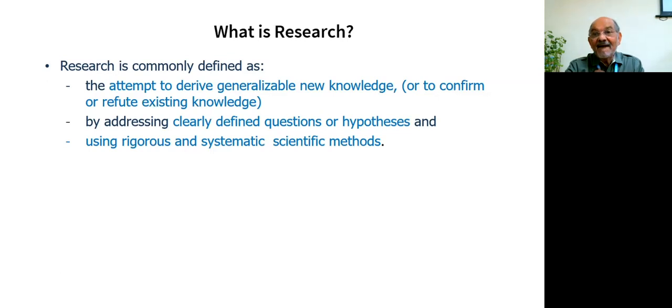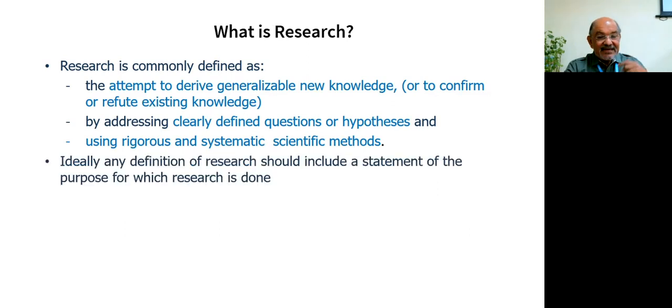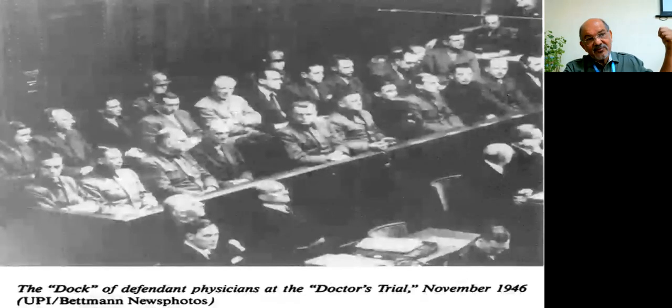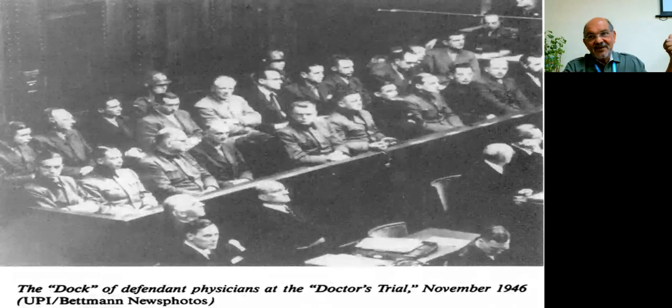Something. It may not be accurate. I mean, it's generalizable, but may not be correct. To confirm or refute. I mean, implicit in that is that you're confirming something or you're saying it does not exist. What I find is a problem is that it doesn't tell you why you are doing research. Because if you don't define the purposes of why you're doing research, you'll end up with this. What is this? The dock of doctors on trial at Nuremberg after World War II.